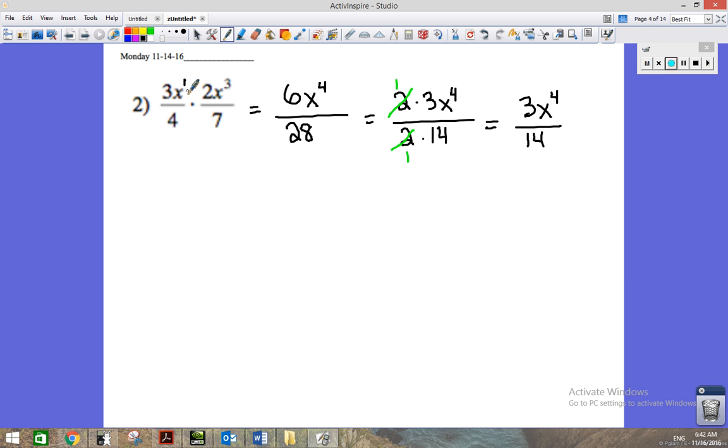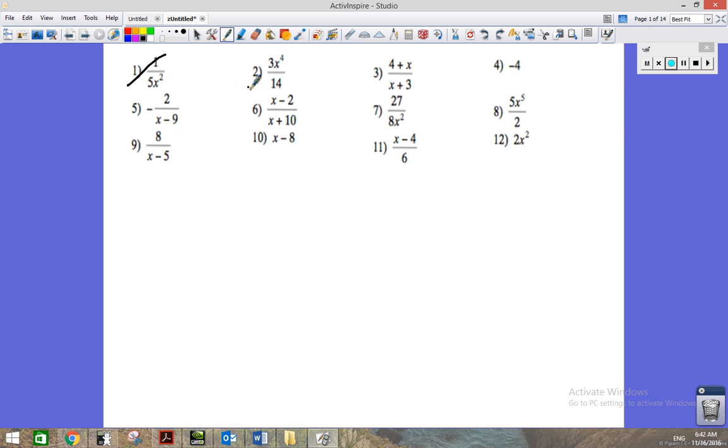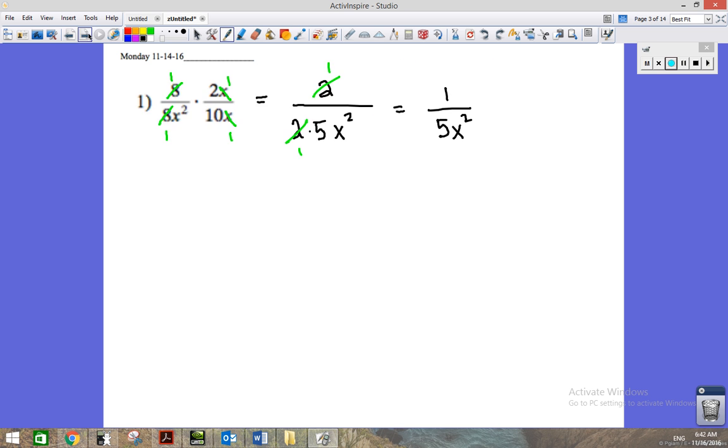Now, some people may have recognized, hey, I prefer to come over here with this 2 over 4 and say that 2 goes into there once and into there twice, and 2 times 7 is 14. That's fine. If you don't recognize it, there's no worry, because you can look at your final answer, or what you thought might be your final answer, and recognize that you can reduce it a little bit further. 3x to the fourth over 14, let's go check and see if that's correct. 3x to the fourth over 14, so we've got number 2 right. We're on a roll.